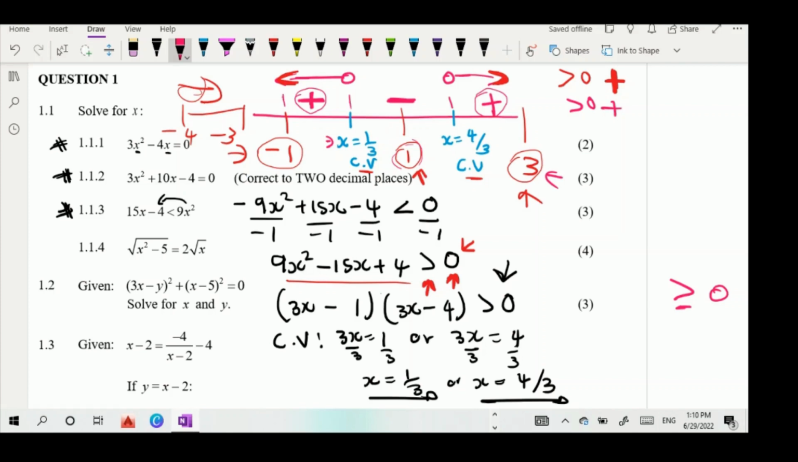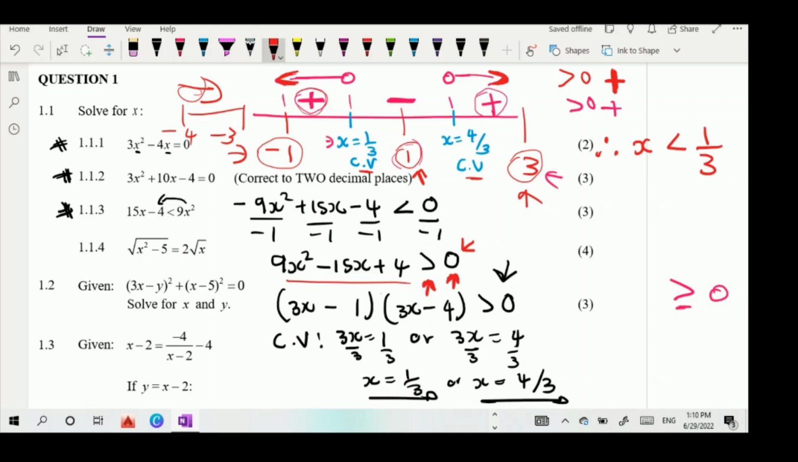So you're going to conclude and say, therefore, when x is less than 1 over 3, use the critical values to conclude. When x is less than 1 over 3, you are getting positive solutions of y.